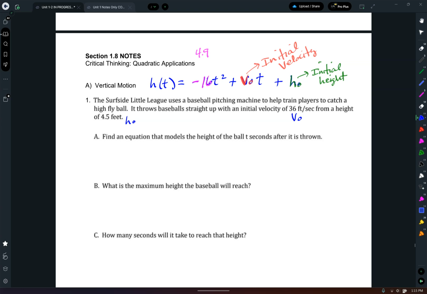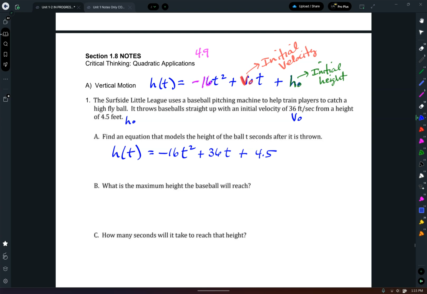So this machine is 4.5 feet above the ground when the ball is released, and it comes out at a speed of 36 feet per second. Find an equation that models the height of the ball after it is thrown. So that's the equation I have up at the top. I'm going to say the height after t seconds is negative 16t squared plus, they told me the initial velocity was 36, so that's 36t, plus the initial height was 4.5. So that's the equation that can model the path of this baseball.